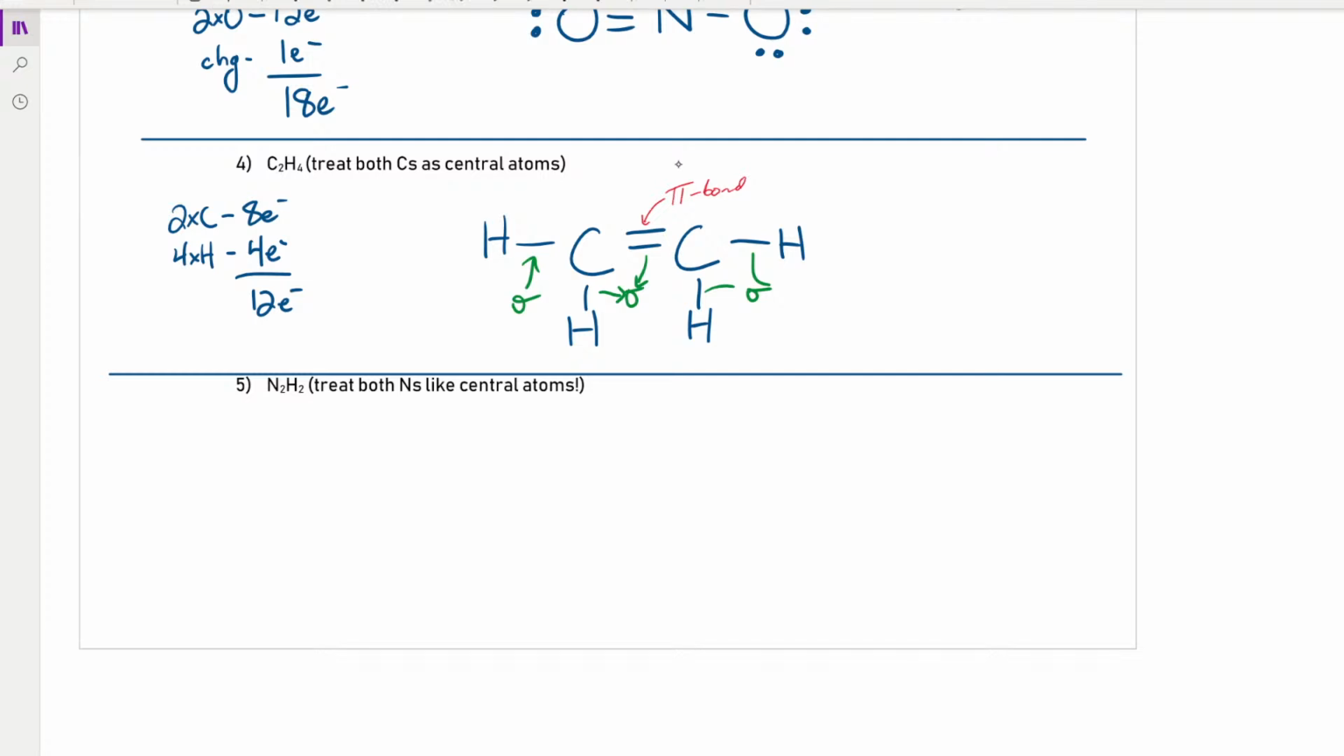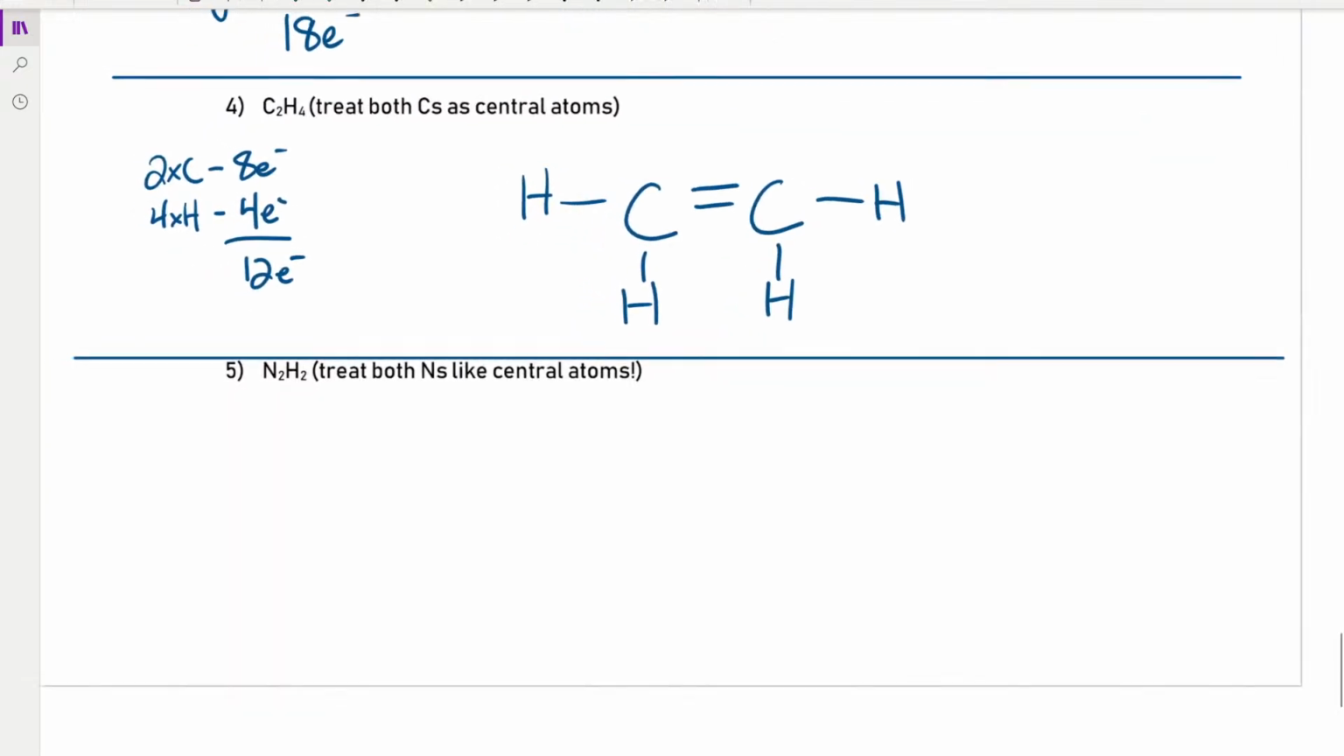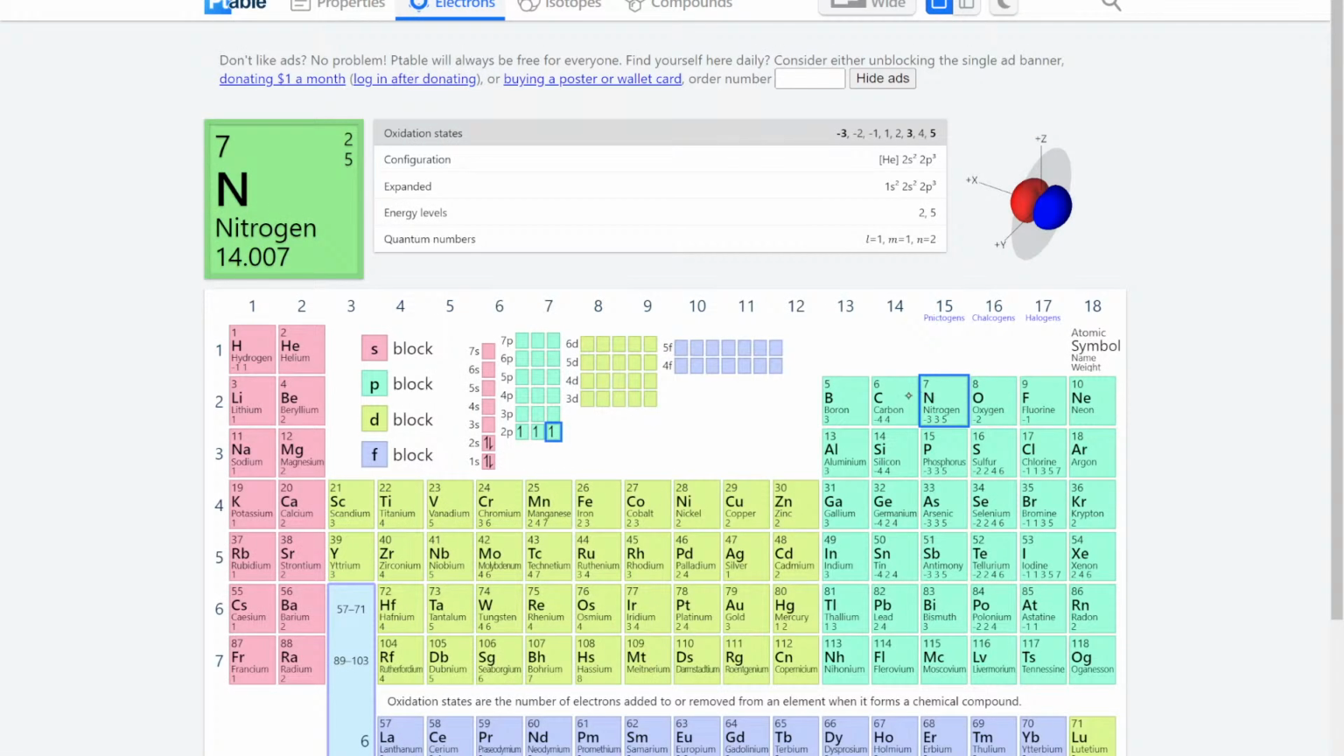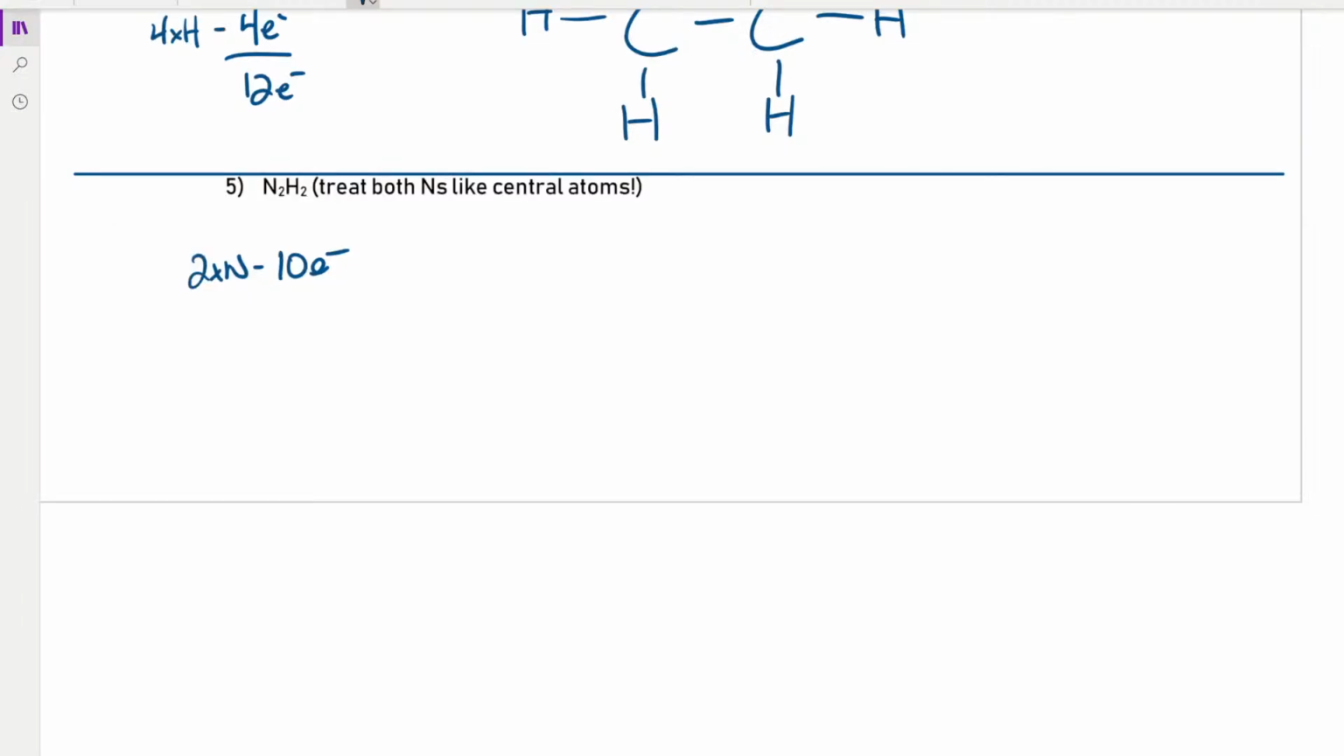Again, I'm not going to leave those in because the question doesn't ask that, but just to make sure we understand it. And one last example, N2H2, dinitrogen dihydride. And 2 nitrogens would give us 10 electrons, right? Look at nitrogen. 1, 2, 3, 4, 5. And 2 hydrogens give us 2 electrons, and that puts us to 12 electrons total, just like the previous.